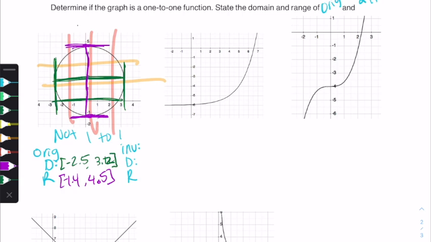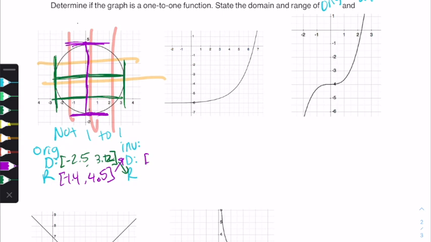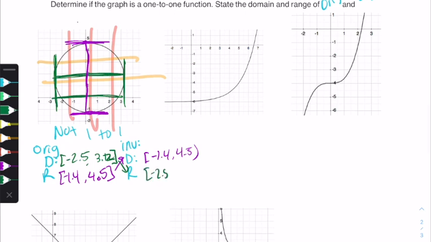So if we want the domain and range of the inverse, what happens is they swap spots. The domain goes to the range and the range goes to the domain. So even though I don't have the inverse drawn, I know what the domain and range is. My range of the original goes to the domain of the inverse, so -1.4 to 4.5. And the domain of the original goes to the inverse range, so from -2.5 to 3.2. And I need to bracket this, sorry.